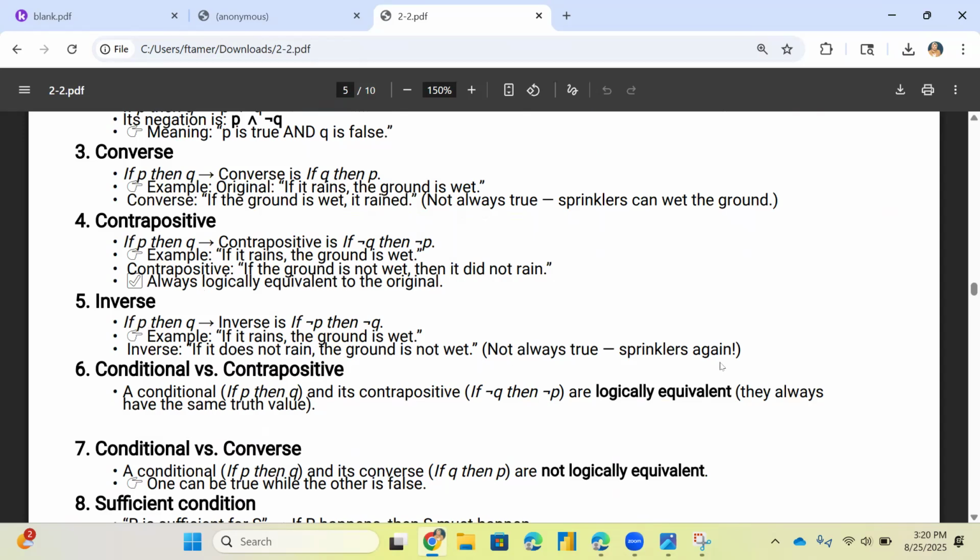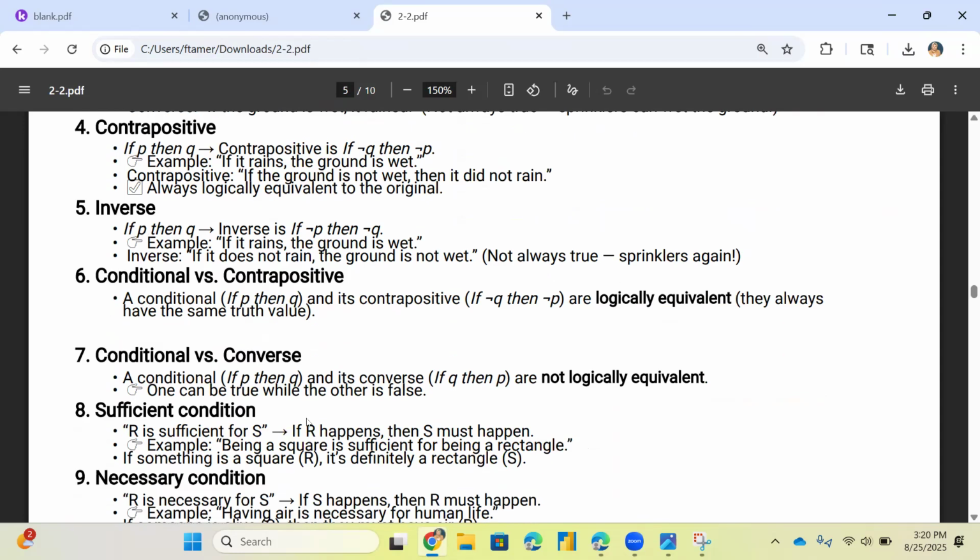Always true. Sprinklers again. Conditional versus contrapositive. A conditional, if P then Q, and its contrapositive, which is if not Q, then not P, are logically equivalent because you're switching the order and you're negating both of them. They will always have the same truth table. Conditional versus converse is not going to have the same truth table.